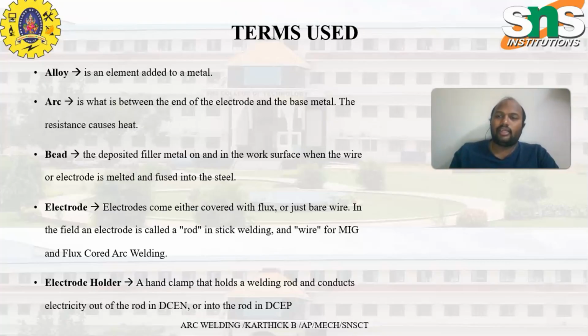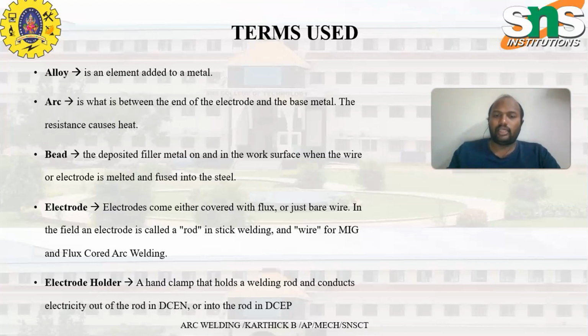The fourth one is the electrode. As I told earlier, the electrode is the major part of welding, majorly used to pass the electric current. Sometimes the electrode is coated, sometimes it is a bare electrode, sometimes it is in rod shape, sometimes in Y shape. That depends upon the welding process.